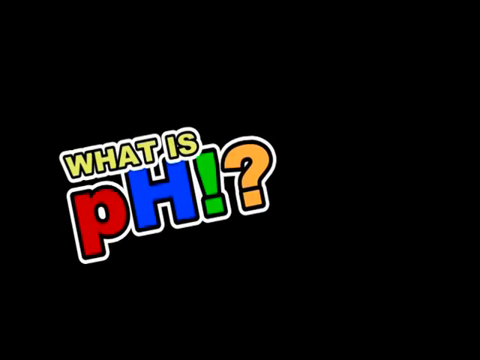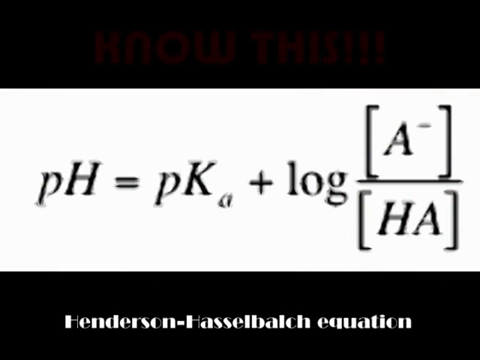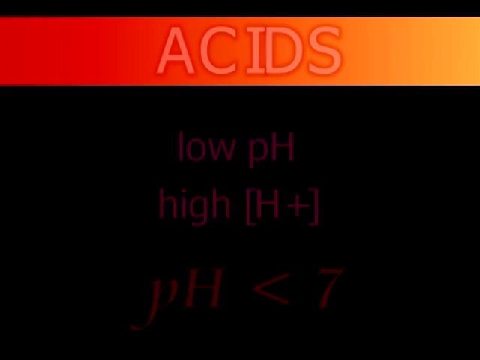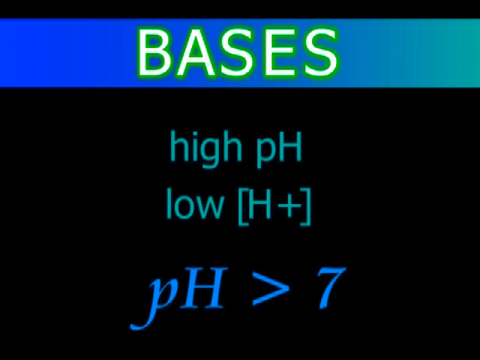So what is pH exactly? pH is a measure of acidity or basicity in a solution. Acids have a low pH and high concentration of hydronium ions. Any pH below 7 is an acid. Bases have a high pH and low concentration of hydronium ions. Any pH above 7 is a base.